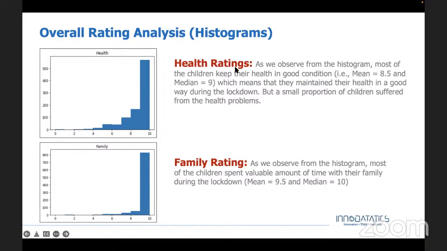For example, when it comes to health ratings, if you look at this histogram, most of the children keep their health in good condition. That is what it means. Because the mean or median is 9, which means that they maintained their health in a good way during the lockdown. But a small proportion of children suffered from health problems. If you look at this 4, 2, etc. Family ratings: most of the children spent a valuable amount of time with their family during the lockdown. Median is 10.